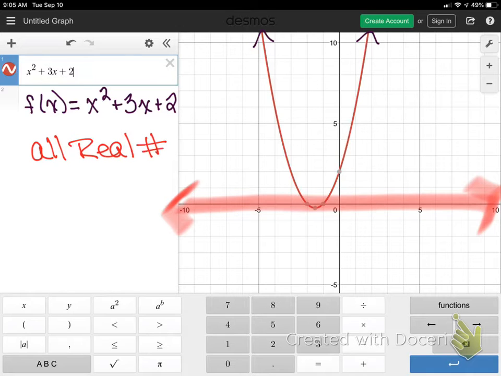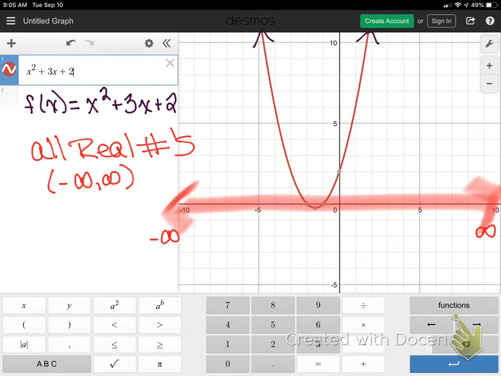Okay, all real numbers, and I write that negative infinity to infinity. So negative infinity is down here, and positive infinity is here. So when I have an answer that's all real numbers, that means I can plug anything in. Okay? So this is a polynomial, and one of the definitions of a polynomial is that your domain is all real numbers.